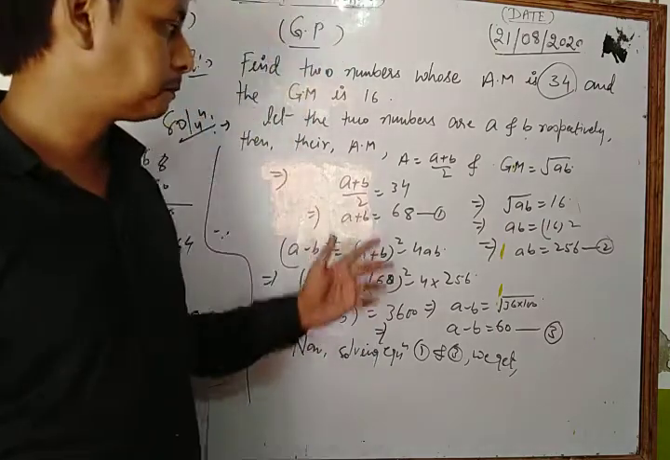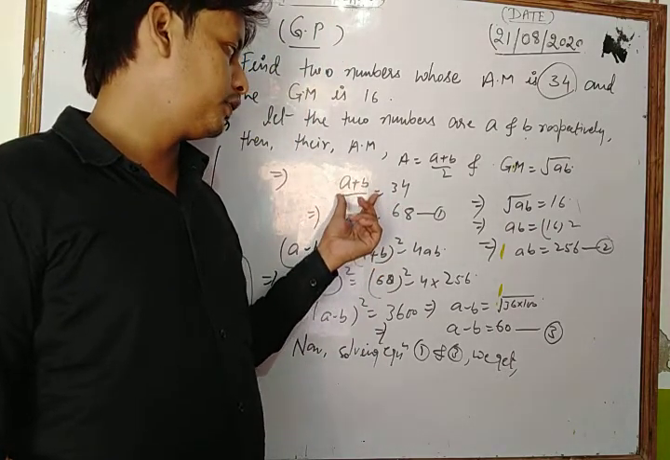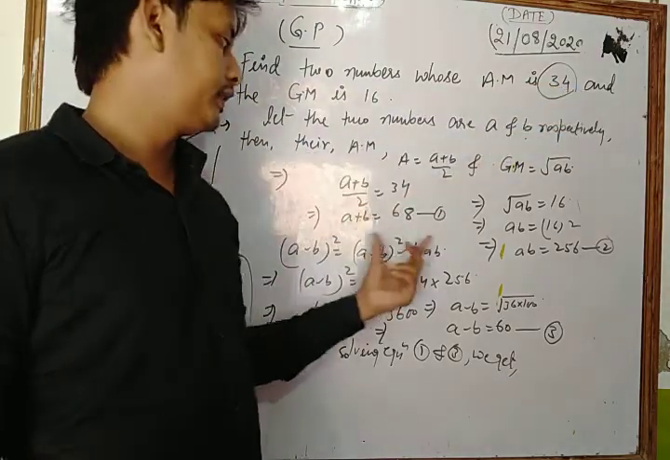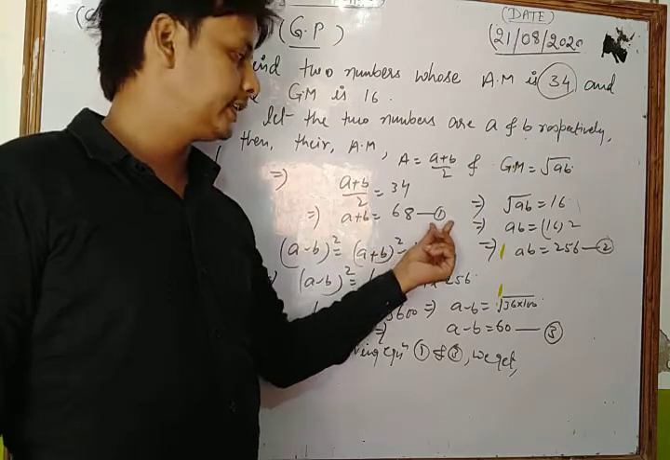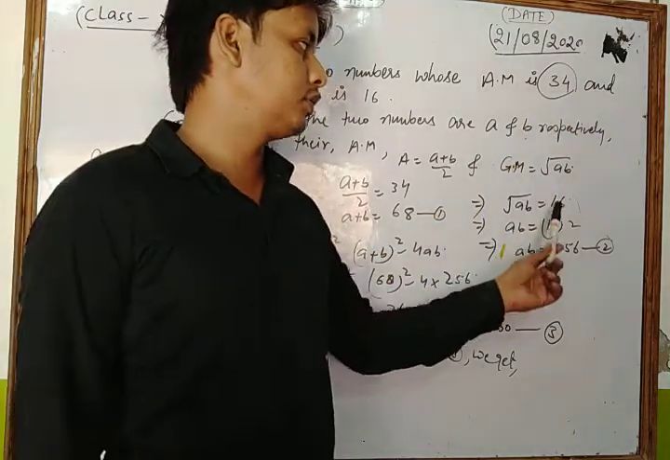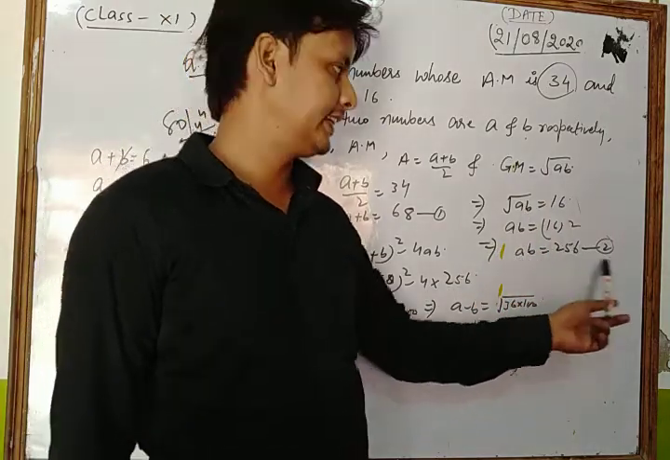Now here (A plus B) upon 2 is equal to 34. Because the arithmetic mean is 34, we get the relation A plus B is equal to 68, and take it as equation number 1. Similarly, here under root AB is equal to 16. Squaring both sides, we get AB is equal to 256. We take it as equation number 2.